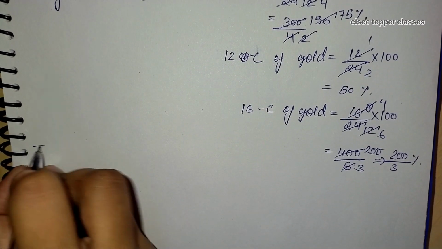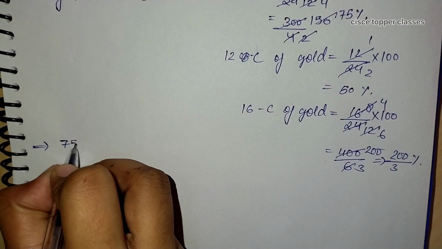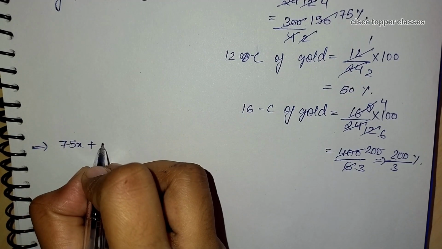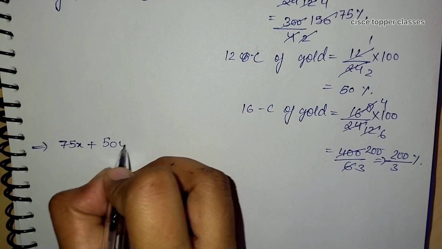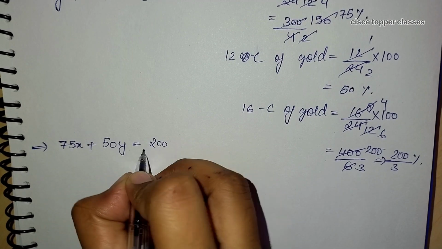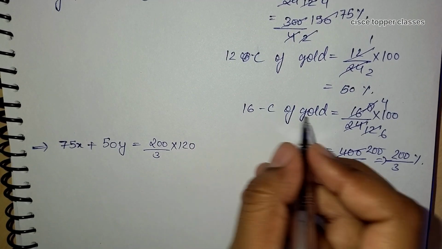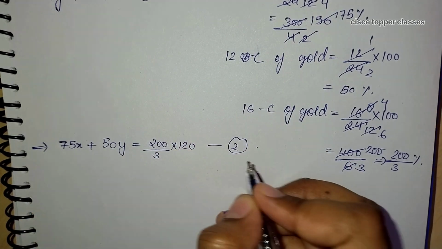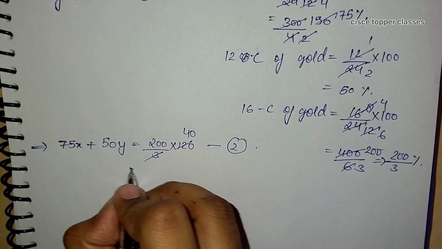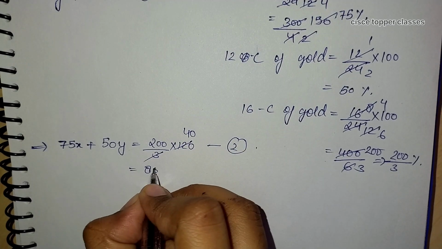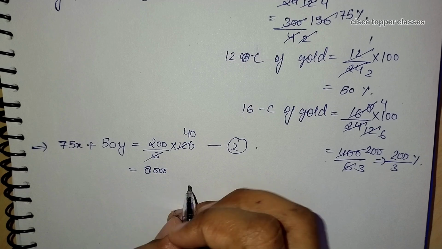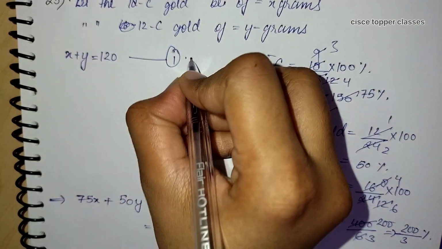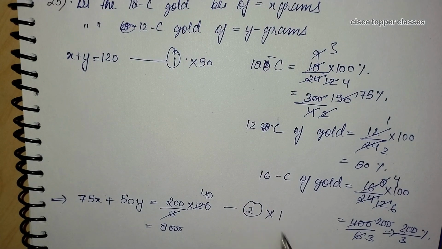Now the second condition here will be formed as 75x, means 75% of 18 karat gold plus 50% of y grams, and here 200 divided by 3 into 120, because 16 karat gold is of 120 gram. Put it as the second equation. We will here cancel out by 40, so it will be 8,000. Now we can solve by multiplying the first equation by 50 and the second equation by 1.